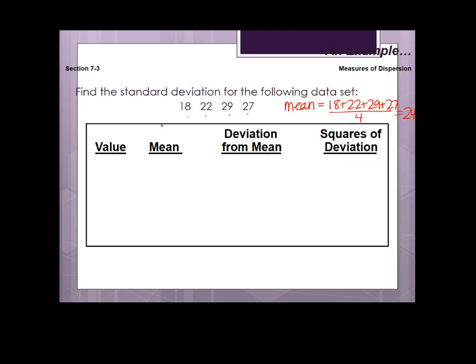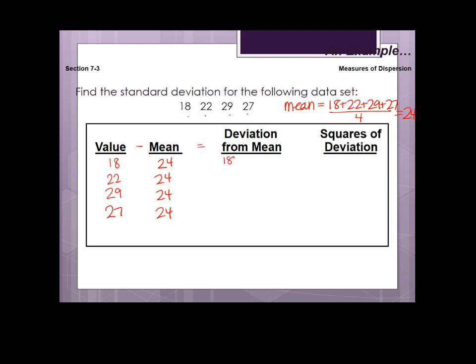Okay, so we're going to write each value here. So I've got 18, 22, 29, and 27. And the mean is 24. And the mean's the same, right? I already calculated the mean. Now I want to find the deviation from the mean. So I'm going to take the value minus the mean to get the deviation.